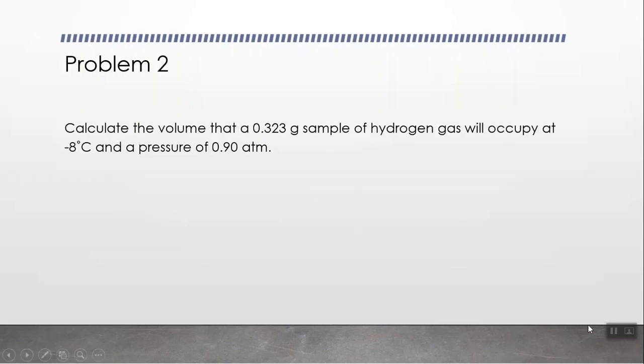Problem number 2: calculate the volume that a 0.323 gram sample of hydrogen gas will occupy at -8 degrees Celsius and a pressure of 0.90 atmospheres. The first thing you'll recognize is that moles are not given, but instead we have grams. So by now, you know that grams can be converted into moles, and this is grams of hydrogen gas, so that we could easily convert that to moles of hydrogen gas.